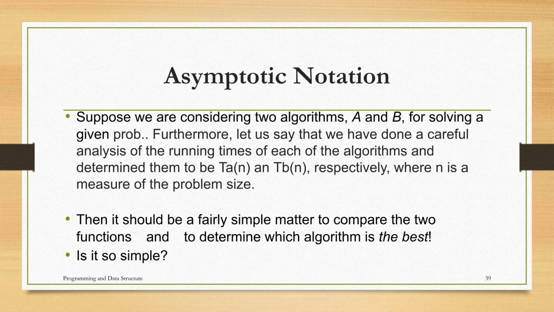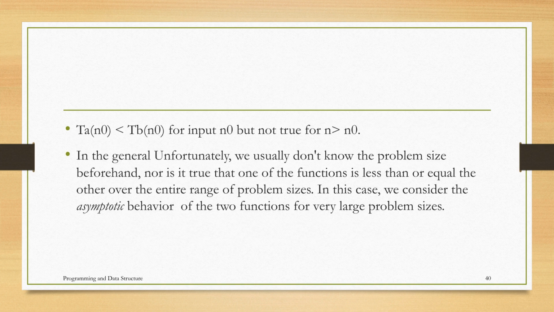Asymptotic notation helps us compare algorithms. If we have two algorithms, A and B, with running times T_A(n) and T_B(n) respectively, we might think comparing them is simple. But is it? Often, T_A(n0) might be less than T_B(n0) for a specific input n0, but this isn't true for all n.